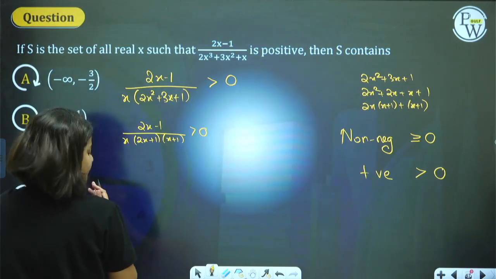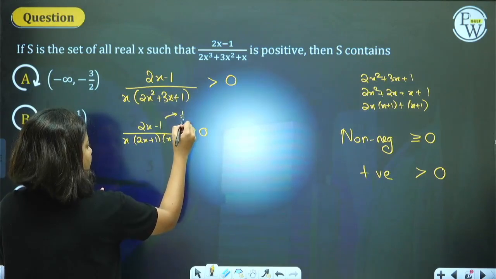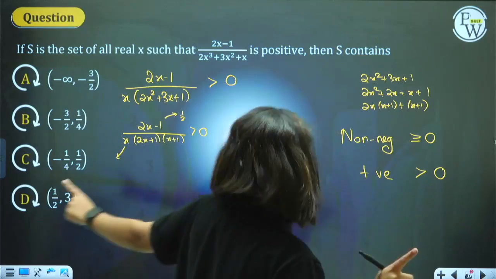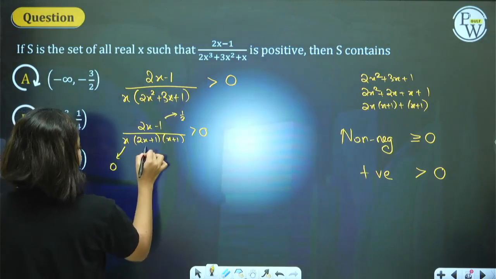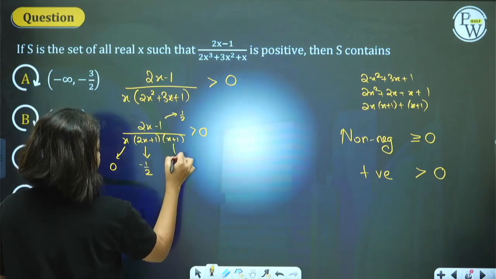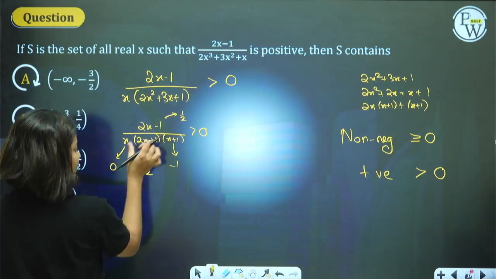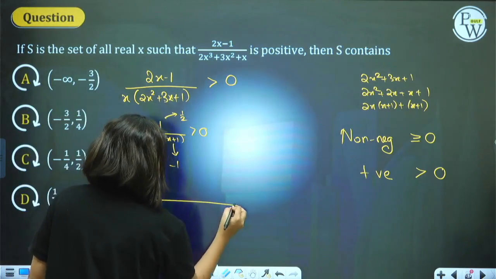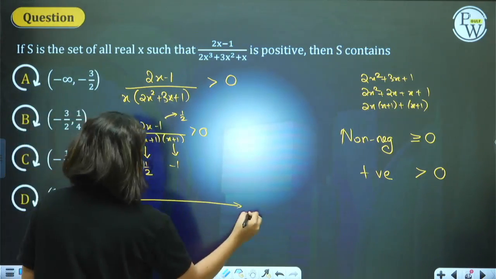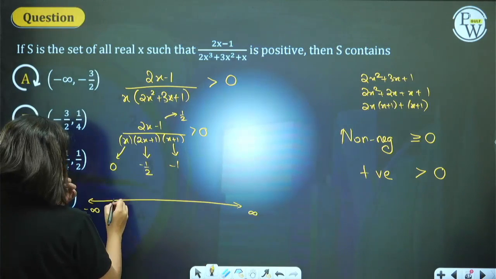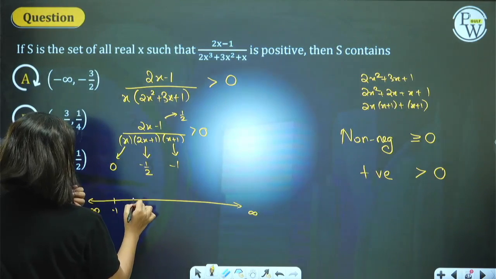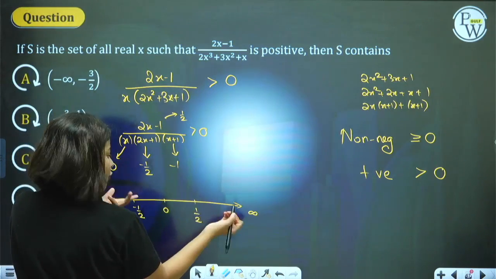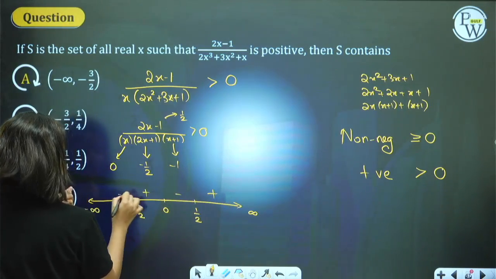My dear boys and girls, what are the critical points? From here, 1 by 2. Each term should be put equal to 0, so this x also should go equal to 0. From here, minus 1 by 2 and from here, minus 1. Can you see? By putting each of them, this is also a term, man. Fine. Number line, minus infinity, plus infinity. Smallest of all will be minus 1, minus half, 0 and then plus half. Alternate plus, minus, plus, minus, plus.